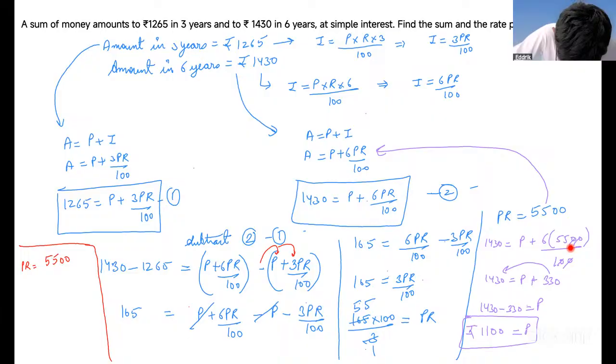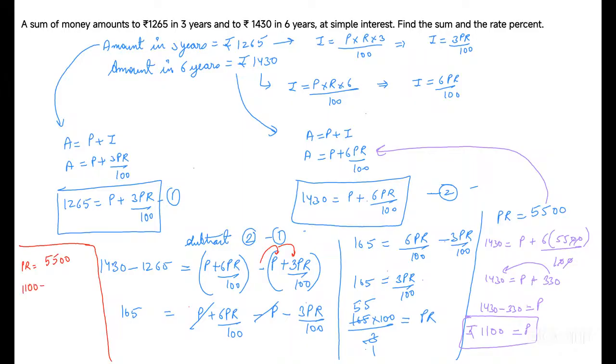To find the rate, you could just use that PR is equal to 5500 and P is equal to 1100. Yes, we can do that, we are doing that only. So 6 into 5,500 upon 100, this 0 and this 0 will cut. Now 6 into 55 is 330. That 330 will go to the left side and become 1100. Did you understand? Okay.